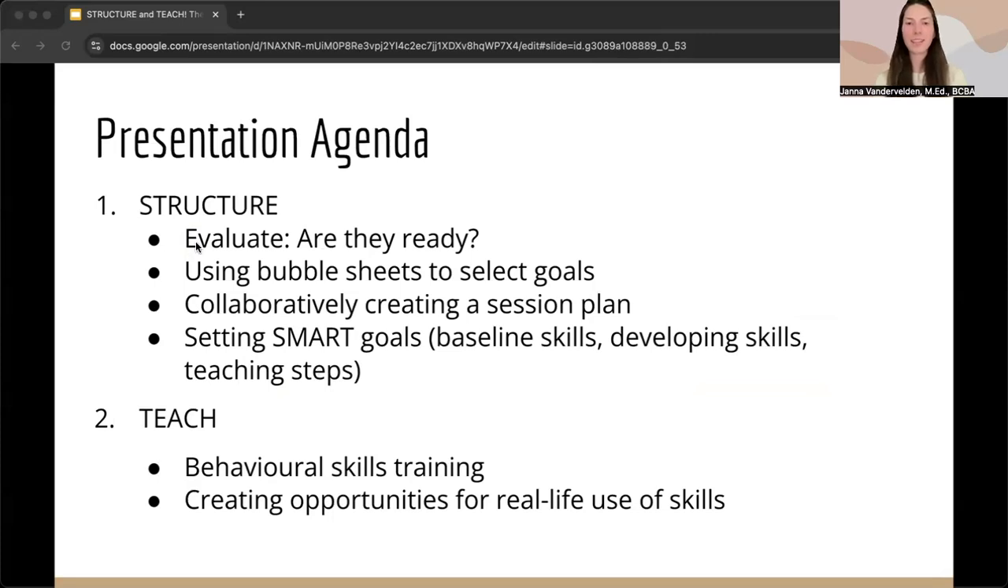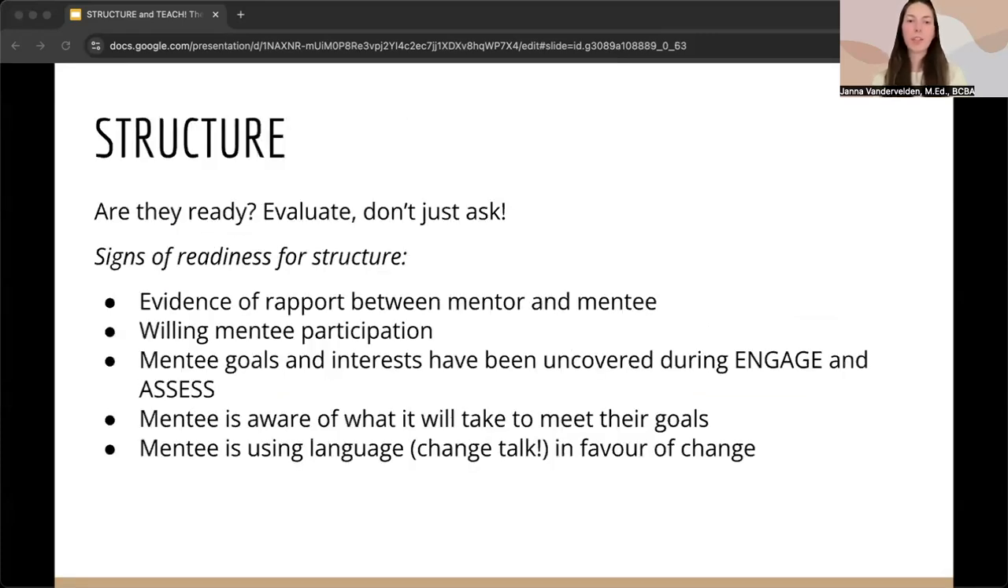Let's get started. After spending a few sessions on the engage component with the mentee, you will probably have gotten to know them a bit, and you may have an idea about what their goals and priorities are in mentorship. As a teacher, you may be feeling antsy to get to the teaching part of mentorship and make the impact both you and your mentee want to see.